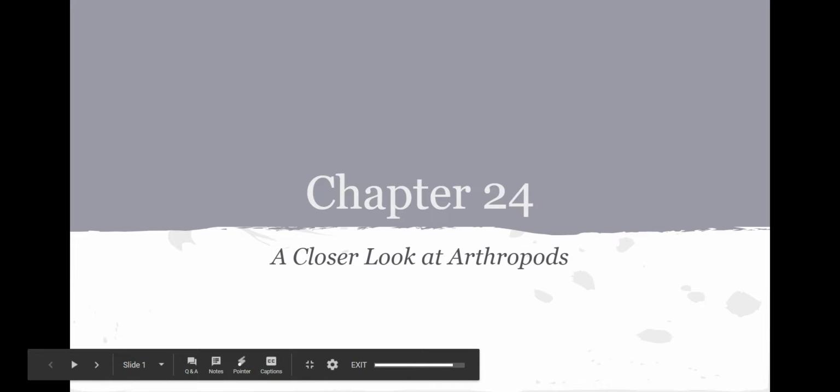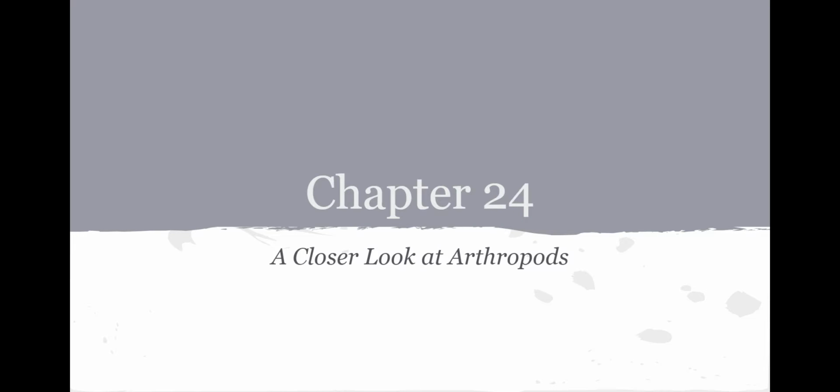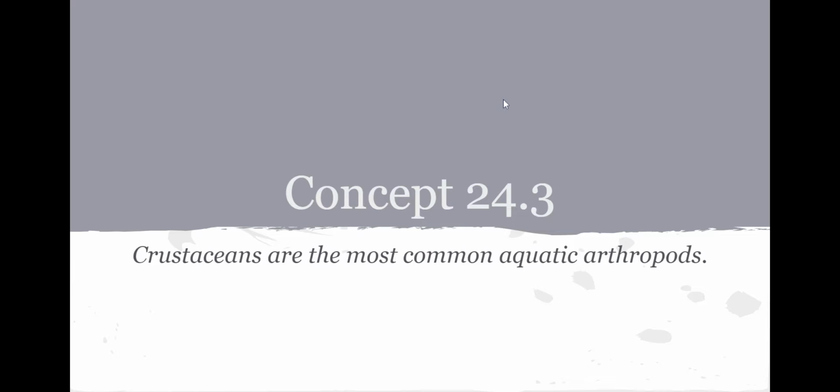Good morning, class. We are continuing looking at these invertebrates, the arthropods, and more specifically, the crustaceans. Crustaceans are the most common aquatic arthropod, and many of you have probably consumed a crustacean. If you've ever had shrimp or lobster, those are crustaceans. We'll take a look at the special features of crustaceans, what makes them crustaceans, and why we group them as such.